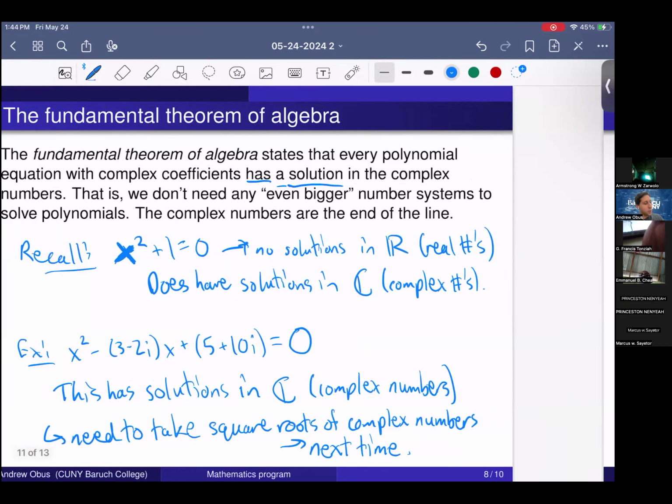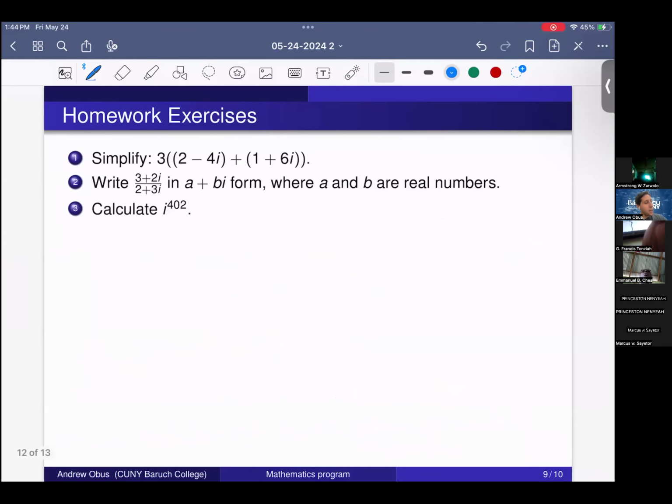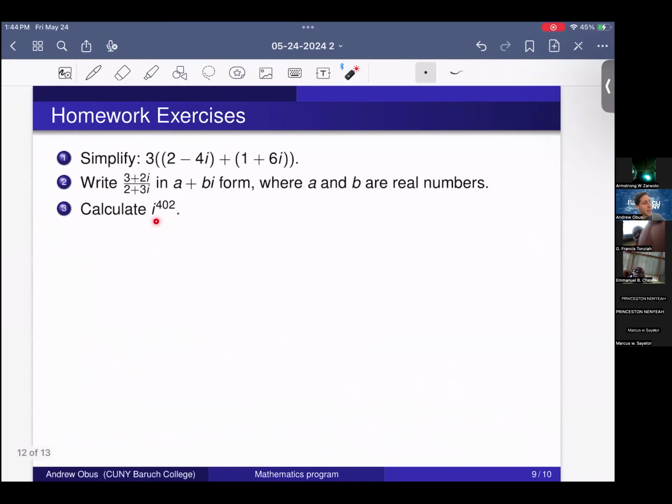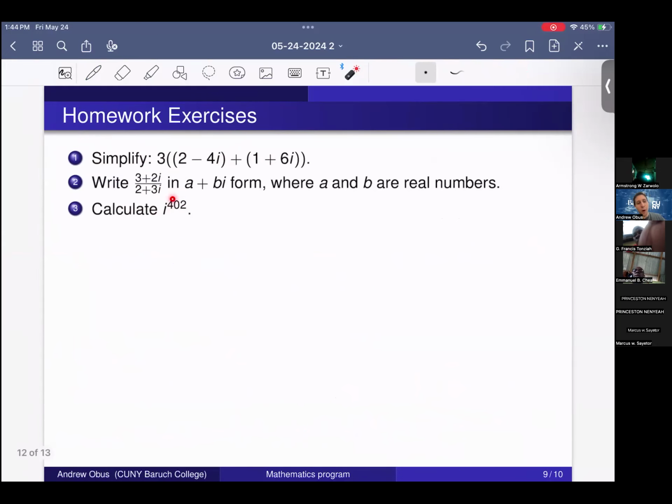But okay, so that's good. For exercises today, just some computations. None of these should be that hard. They're all just practicing some of the arithmetic that we did today. This one is a little tricky. Of course, I don't want you to multiply i by itself 402 times. I want you to figure out some shortcut for how to do this, that's going to give you a nice simplified answer. These are the homework exercises. We'll talk about them next time, but they won't take that long.